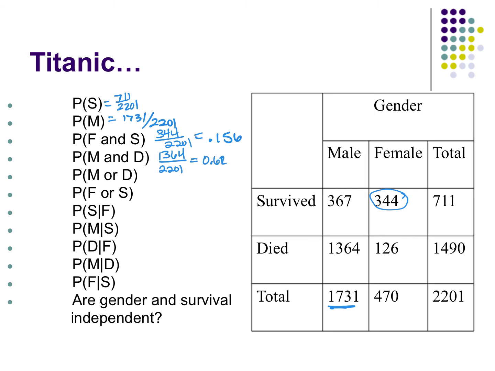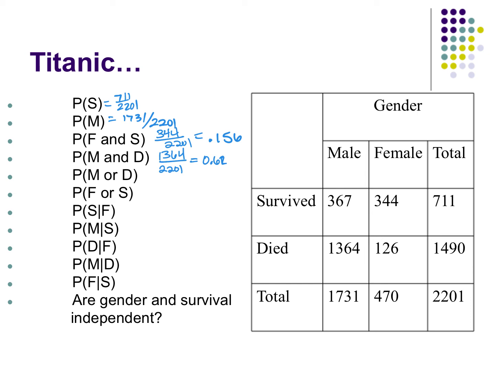6197, so I'm going to round to 0.62. Okay. Now, what's the probability that a randomly selected passenger was male or died? Male or died?